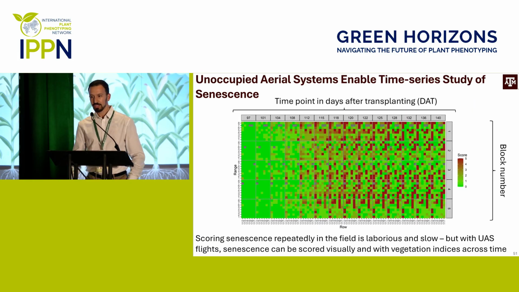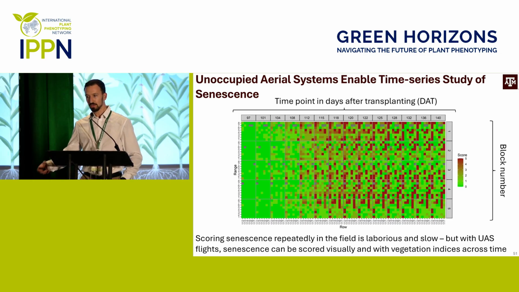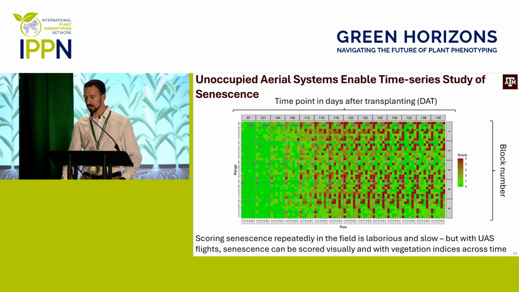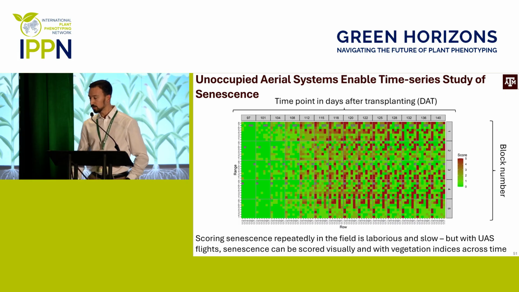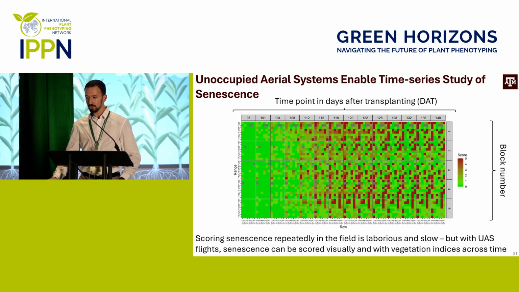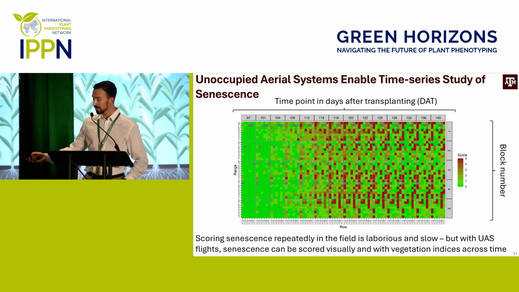So like many breeding traits, as everyone in the room knows, it's a very laborious trait to collect, particularly due to the revisit time that's required to obtain senescence data. And so the advantage of using a drone or a greenhouse is that we can repeatedly score senescence after the fact using both visual scores or vegetation indices. And so this picture is meant to convey the throughput with which you can collect senescence. So each individual square here is a single cotton plant. And you can track the senescence across time, moving from left to right, according to days after planting.